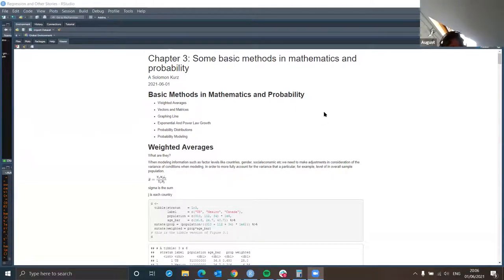Is everyone familiar with probability distributions at all? Standard deviation, means, all of that.